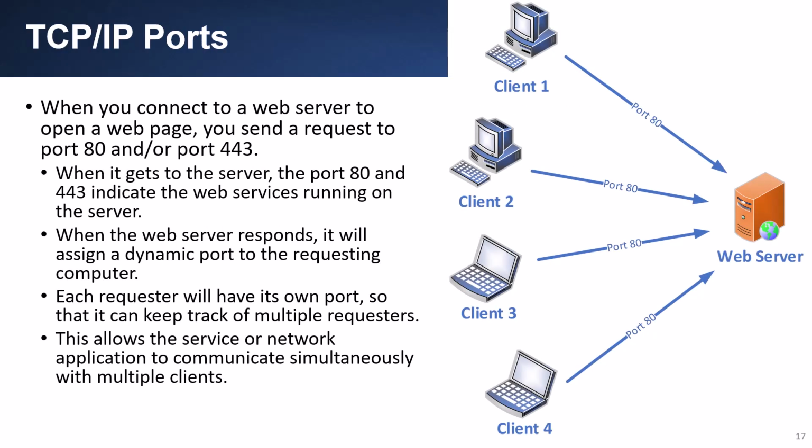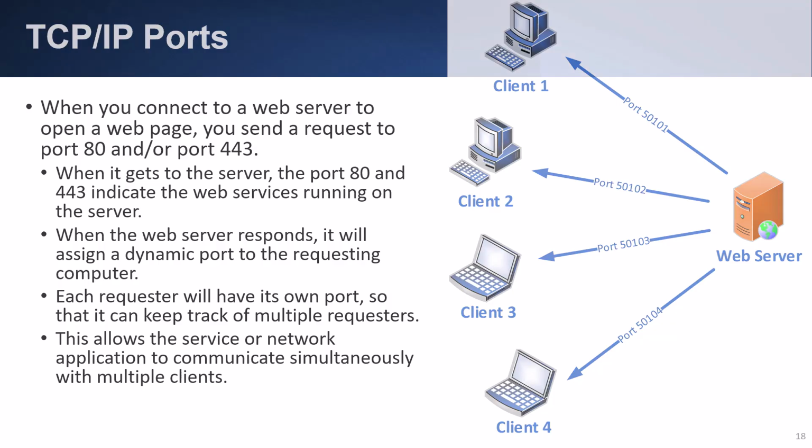When you connect to a web server to open a web page, you send a request to port 80 and/or port 443. When it gets to the server, the port 80 and 443 indicate the web services running on the server. When the web server responds, it will assign a dynamic port to the requesting computer. Each requester will have its own port so it can keep track of multiple requesters. This allows the service or network application to communicate simultaneously with multiple clients.